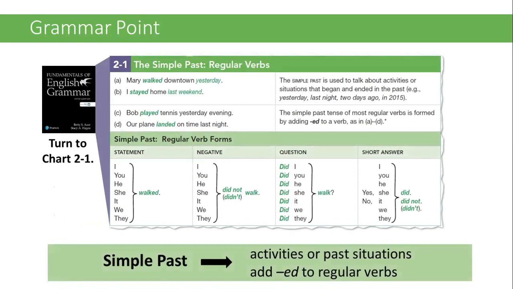Okay, guys. The simple past, the verb two, is used to talk about activities or situations that began and ended in the past. So, for example, yesterday, last night, 2 days ago, or in 2015. So, be careful, okay?